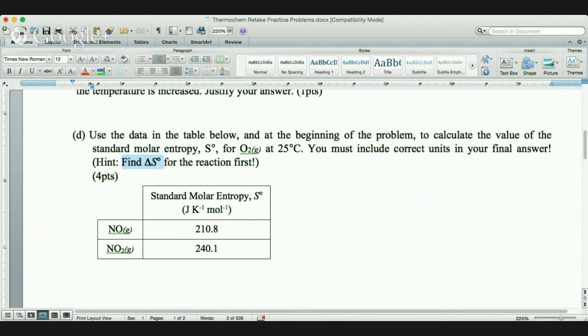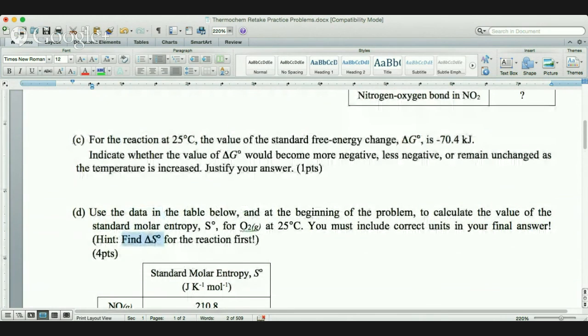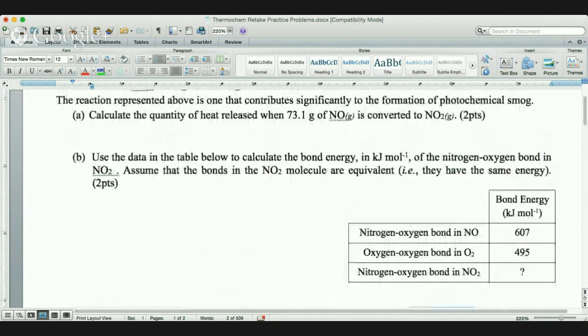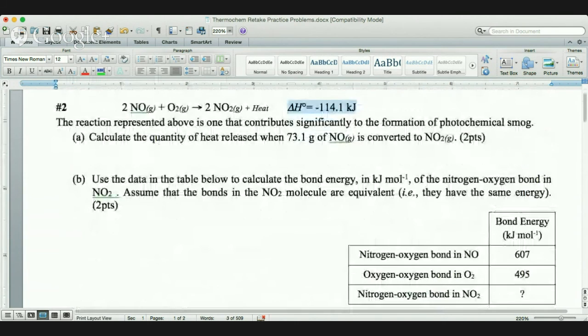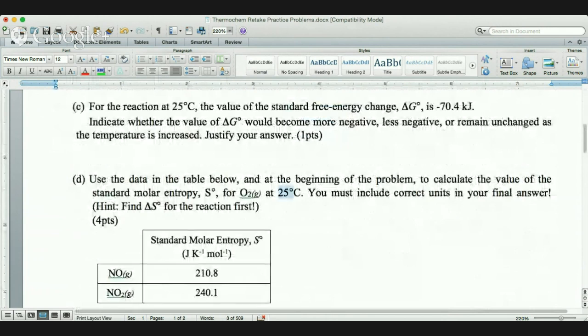So there's two parts to this question. The first is you have to bust out that Gibbs free energy. Delta G equals delta H minus T delta S. You have the delta G from right here, okay? And you have the delta H right here. And the temperature is the 298 Kelvin. So you solve for delta S first.